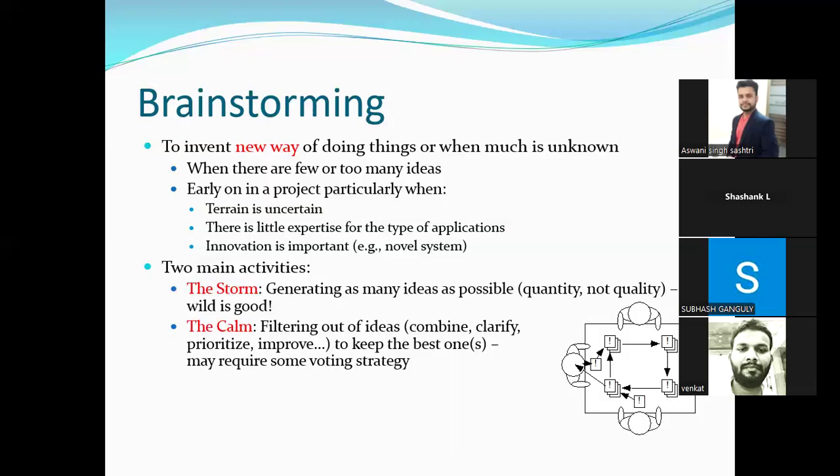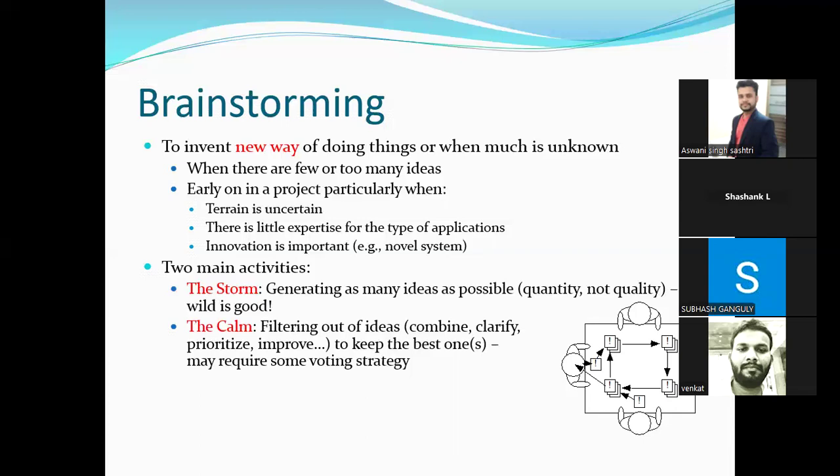Then you will use the voting strategy, prioritize strategy to filter out those ideas. And the process of filtering out the ideas that we have received in the storm, that we will call the calm. So in the storm, we take requirements, we collect a lot of ideas, and in the process of calm, you will filter out those ideas.